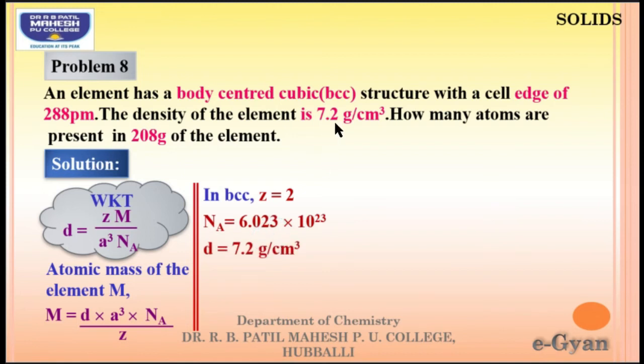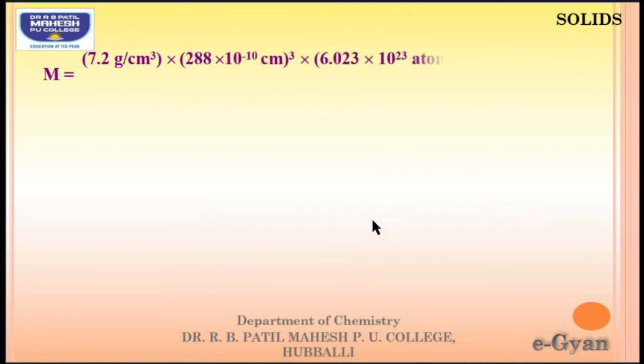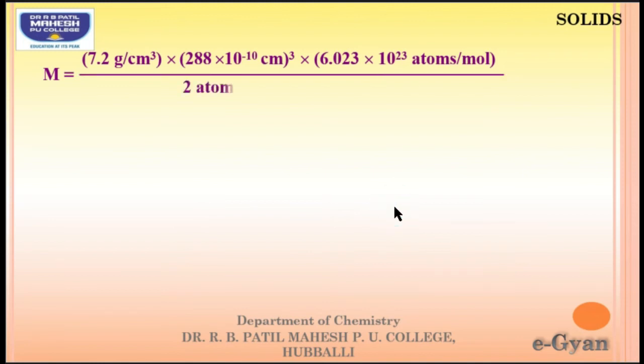Density they have given us is 7.2 grams per centimeter cube. A, that is edge length, is equal to 288, that is equal to 288 into 10 to the power of minus 10 centimeter. Substitute: M is equal to 7.2 into (288 into 10 to the power of minus 10) cube into 6.023 into 10 to the power of 23 divided by 2. On solving, M is equal to 51.79 grams per mole.